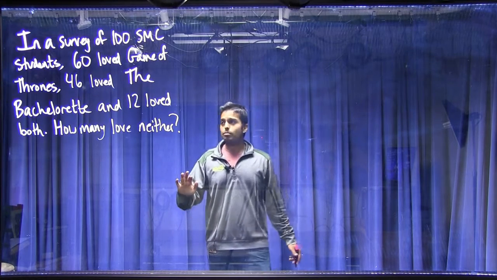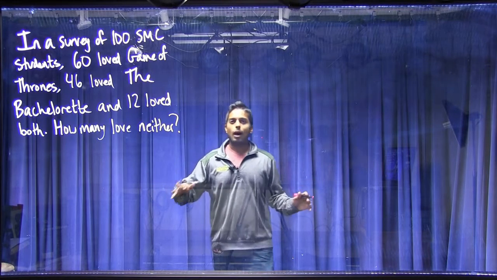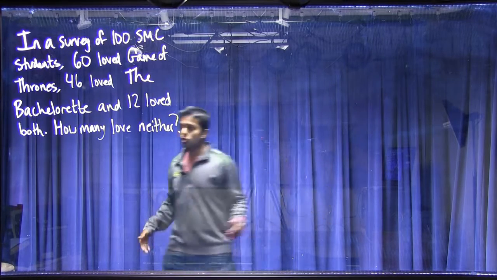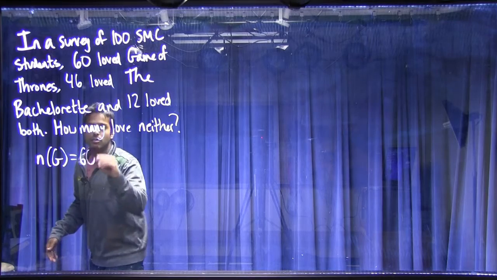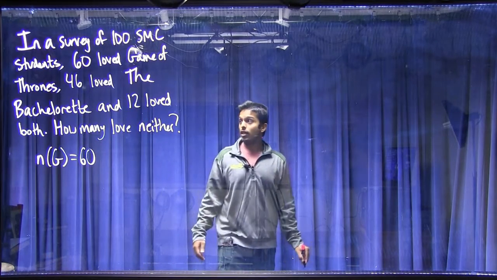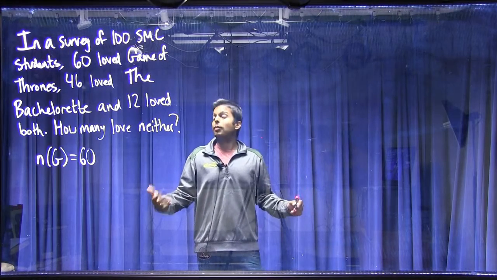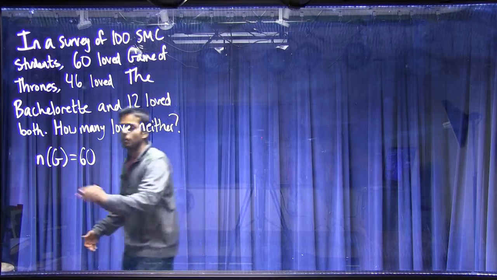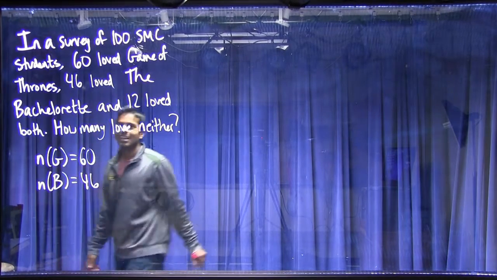So before we make a Venn diagram, let's translate some of this into sets. I'm going to let G be the set of students who loved Game of Thrones, and so the number of elements in G is 60. Similarly, I'll let B be the set of students who loved The Bachelorette, so the number of elements in B is 46.